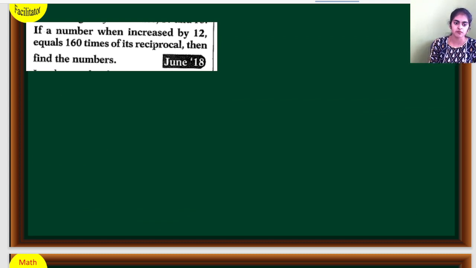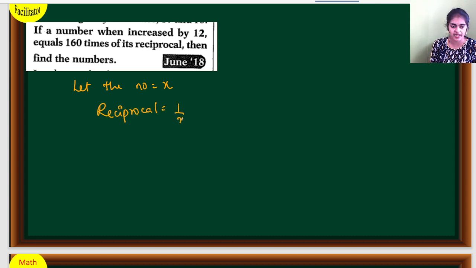If a number is decreased by 12, so let me take the number as x. If a number is decreased by 12 equals 160 times its reciprocal. If the number is x, what is the reciprocal of the number? It is 1 by x.